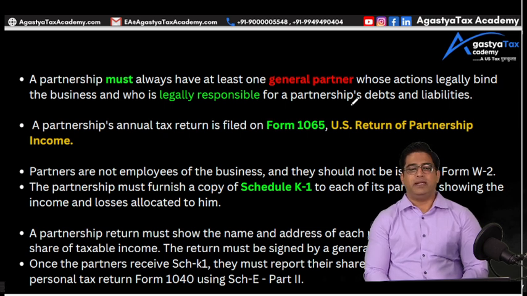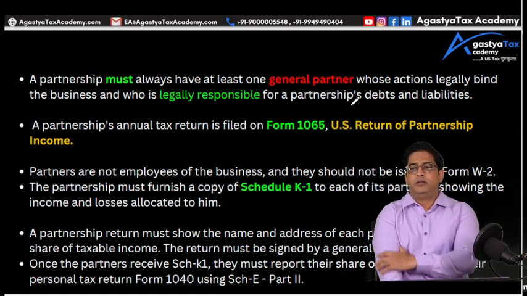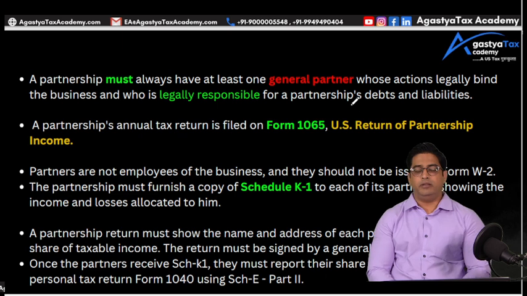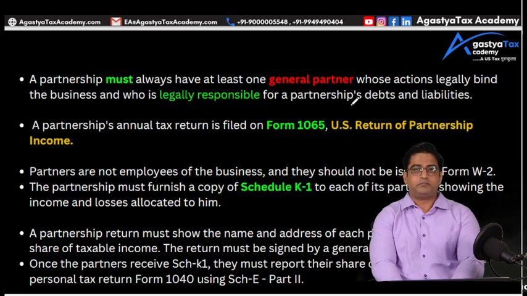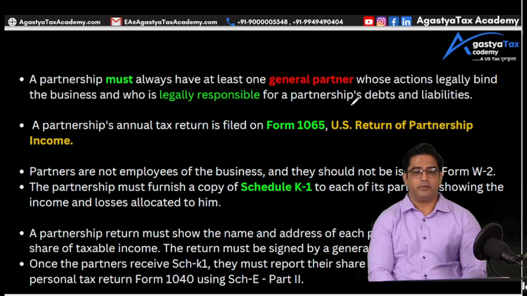Next point. Partnership annual tax return. Please write. A partnership's annual tax return is filed on Form 1065, US Return of Partnership Income.